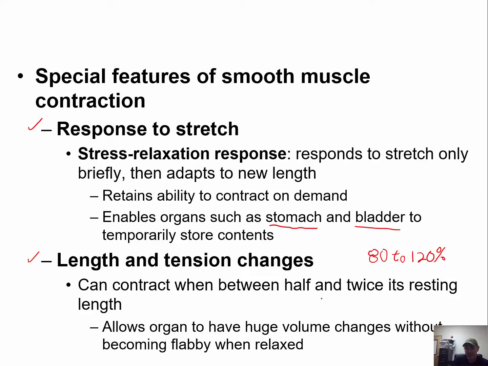Smooth muscle can change its length significantly more. Instead of 80 to 120, smooth muscle can become 50% of its normal length and can be stretched out to, it says twice here, well, that's equivalent to 200% of its resting length, and still provide good tension when it contracts. So what is the advantage here? This allows those organs like a stomach or a urinary bladder to be stretched significantly without becoming flabby, because if we stretch out to 200%, you can still get good contraction out of that muscle.